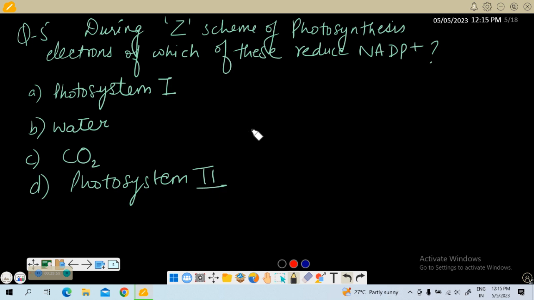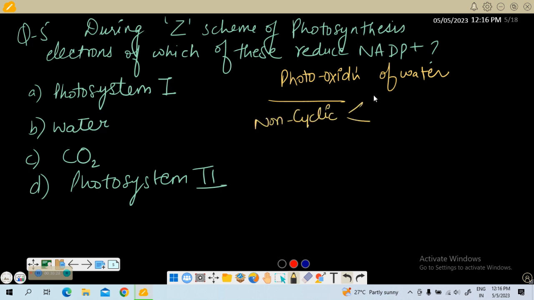If you remember, in photosystem 2, in P680, there was an unknown substance Z, right? So actually here they are talking about photo-oxidation of water. And photo-oxidation is a part of non-cyclic, where both photosystems, PS1 and PS2, are there. So here we will talk about photo-oxidation that occurs in P680. Electrons are accepted by the PS2 reaction center through the unknown substance Z.